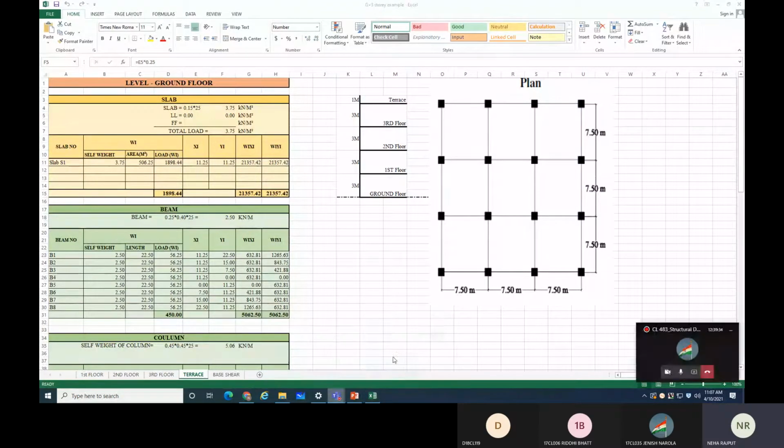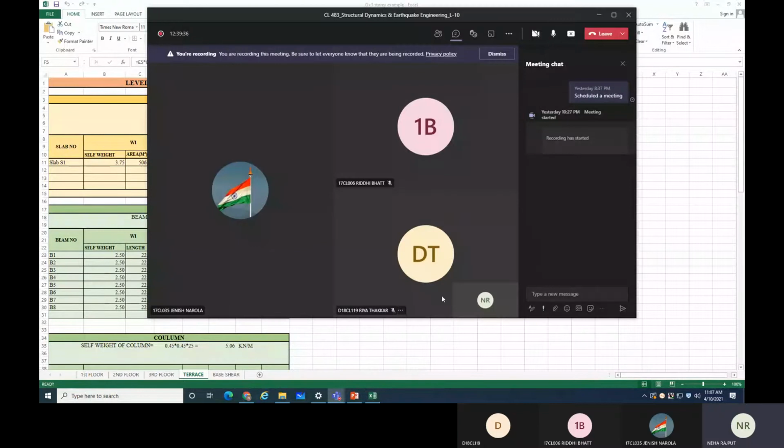Right, Riddhi? Do you have any doubt? Riddhi, Riya? Any doubt in this Excel sheet to get the value of seismic weight?